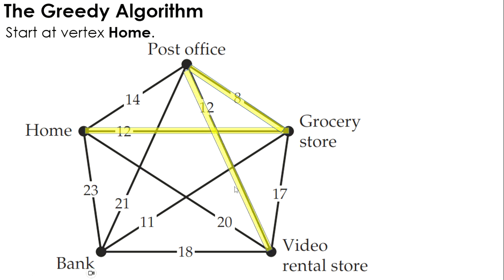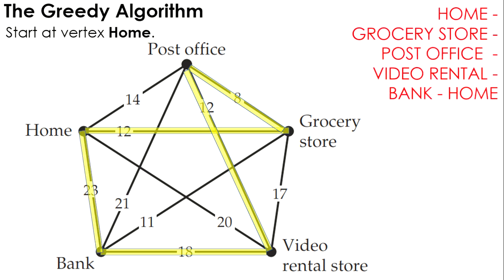So that's 12 minutes. Then no choice, before going home you need to visit the bank, that's 18 minutes. And then from the bank, you need to go home, that's 23 minutes. If we add that, 12 plus 8 plus 12 plus 18 plus 23, that is 73 minutes.